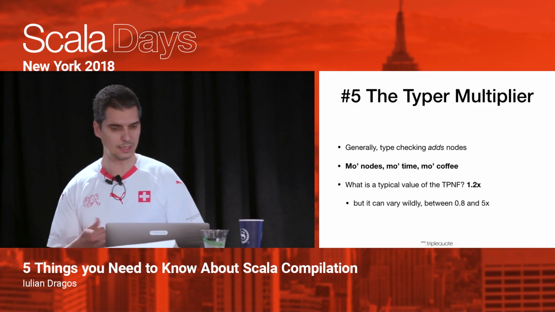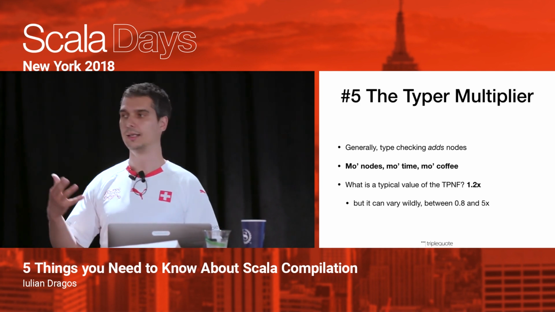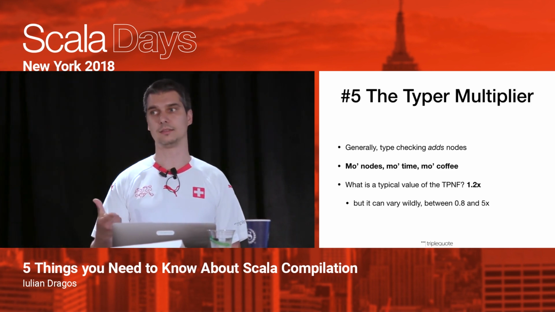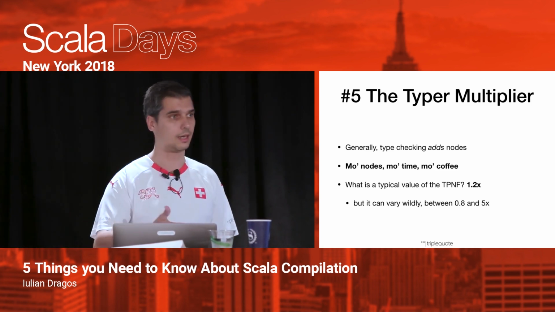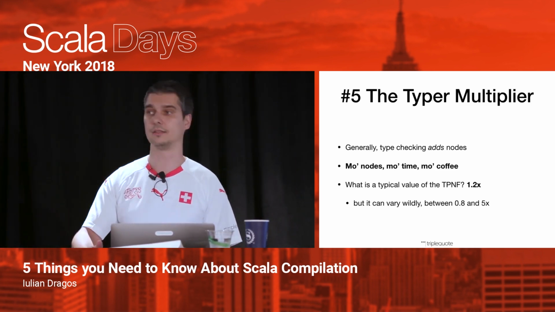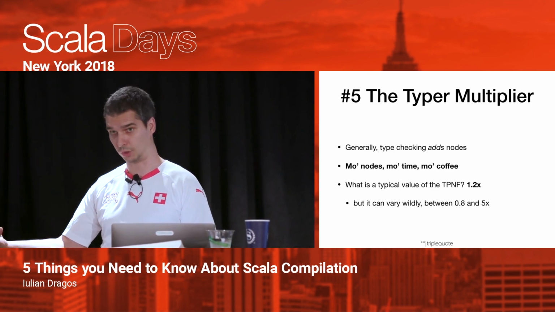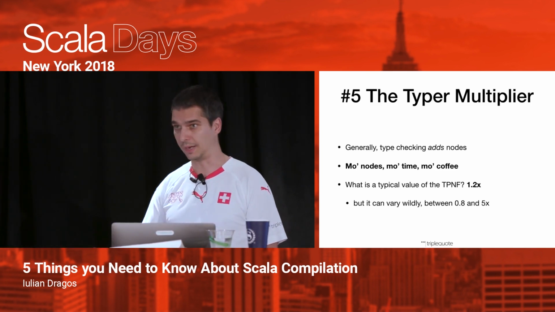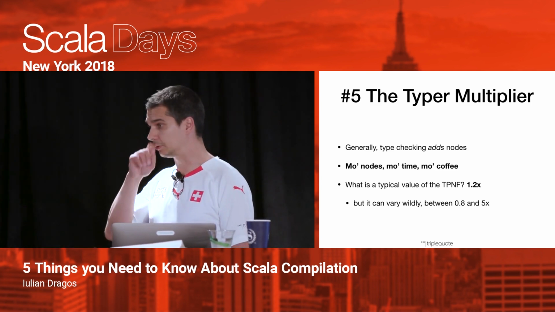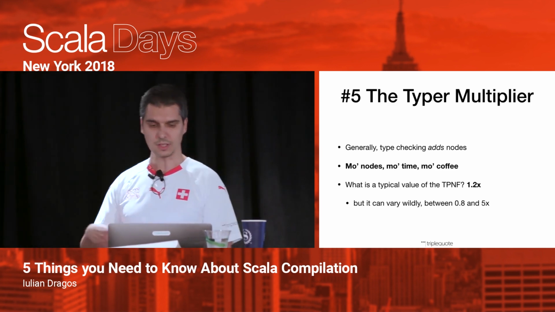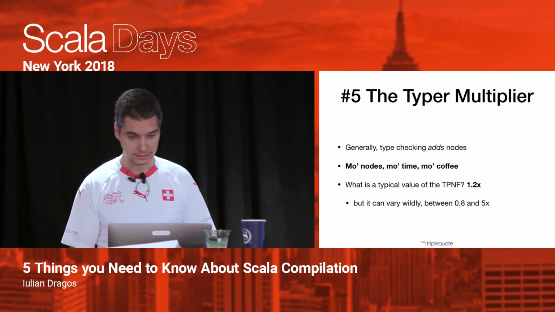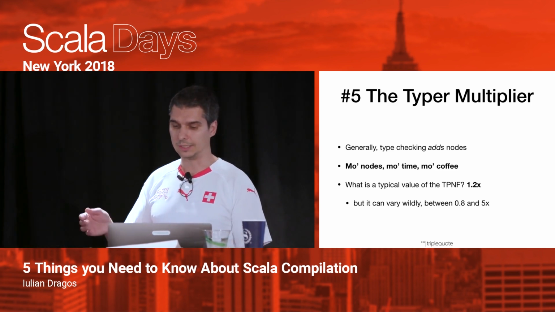Well, generally speaking, type checking, but not only. For example, case classes generate a lot more code. For example, a case class has a companion object which has a copy method. No, sorry, that's the case class itself. It has a copy method. It has a lot of default parameters as well. And those are method definitions that themselves are implemented and so on. So case classes add to the code that gets generated as well. The bottom line is that more nodes need more time to type check and more coffee to drink. So typically, we see that this value is 1.2.